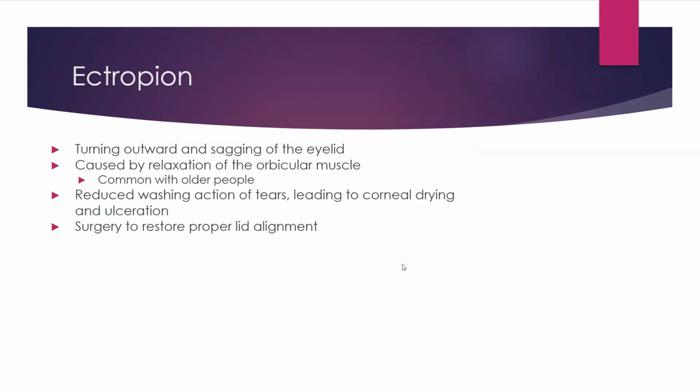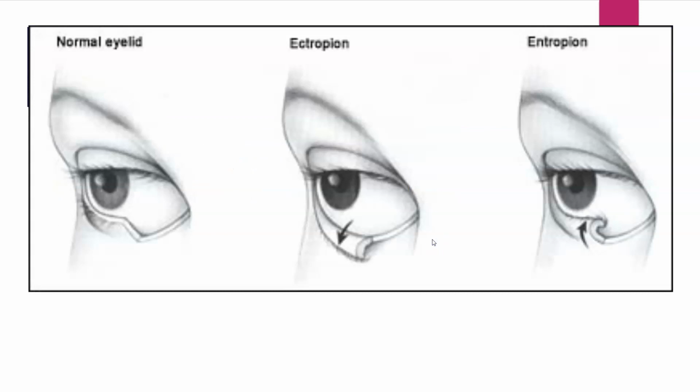So opposite of that is ectropion, so turning outward of the sagging eyelids. Once again, lacking muscle or connective tissue. More common with older people. So with this, you can get drying of the eyes and cornea, especially as you get decreased washing and it's not covering the eye as much. So oftentimes we are doing re-wetting drops with this one, and if push comes to shove, surgery to restore that proper lid alignment. So here's just a good optic of it. So a normal eyelid, you might get ectropion or entropion, and both of those can cause complications, of course.